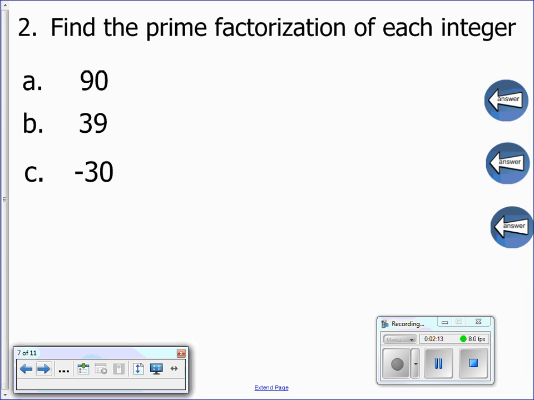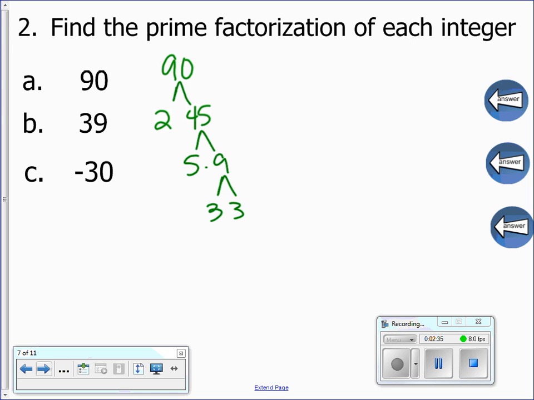Find the prime factorization of each integer. So 90 breaks down to 2 and 45. I always try to break it down using prime numbers. That way I don't have to worry about finding it later. This breaks down to 5 and 9, and this breaks down to 3 and 3. So this one would be 2 times 3 times 3 times 5.